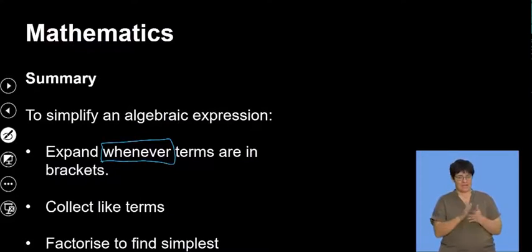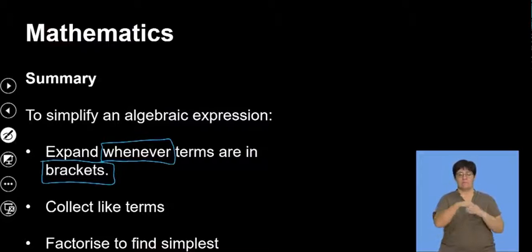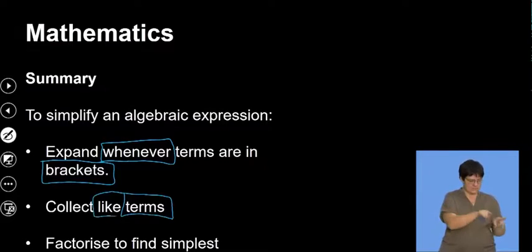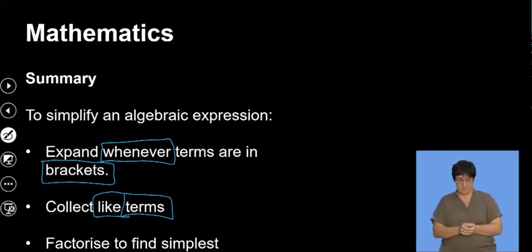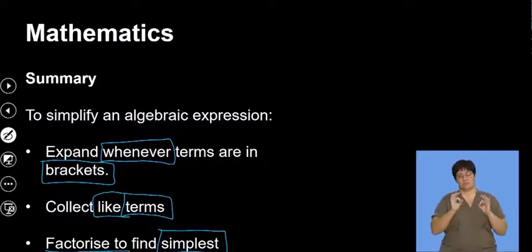Now guys, what we've looked at so far: to simplify an algebraic expression, you need to expand whenever the terms are in brackets. Also, try to collect your like terms and then factorize to find the simplest expression. And please remember the types of factorization that we spoke about: your common factor, your difference of two squares, your trinomial, and your grouping.